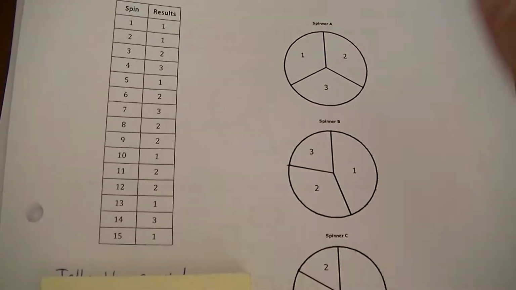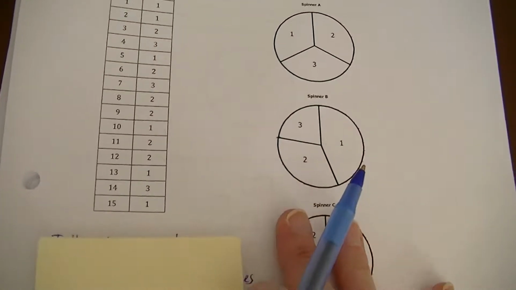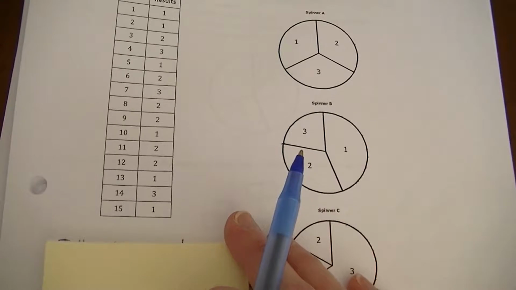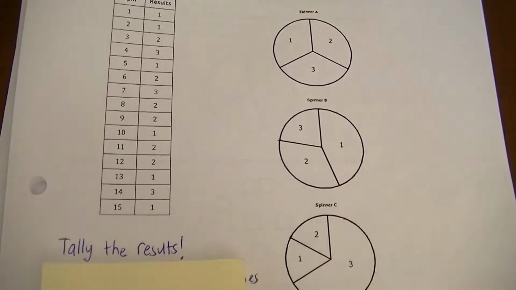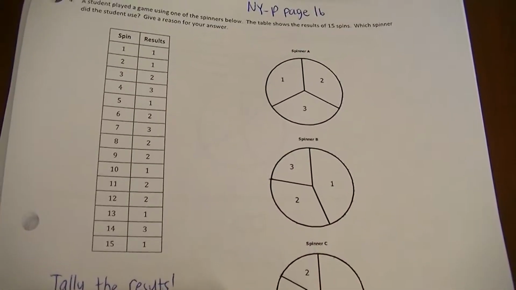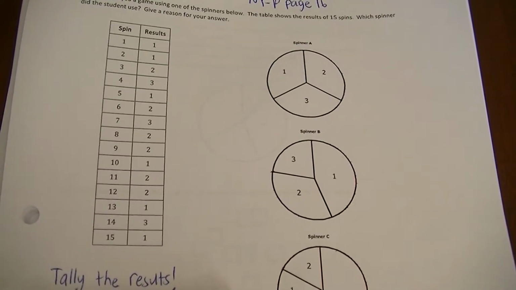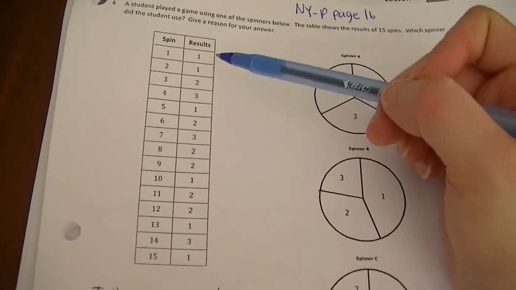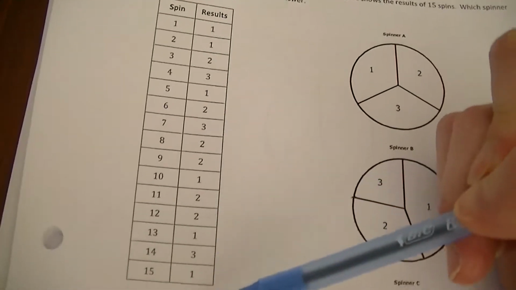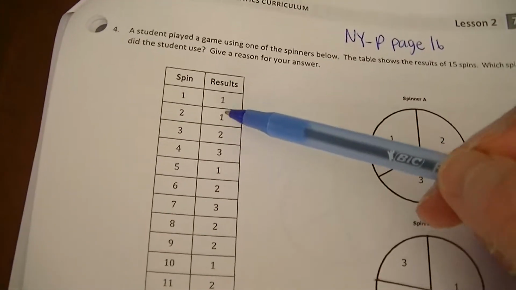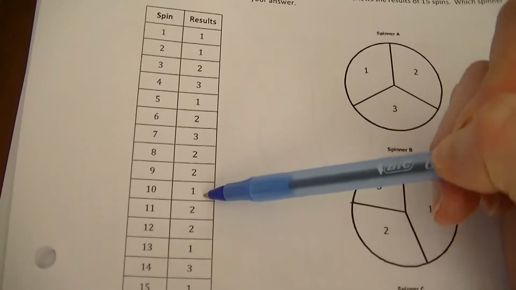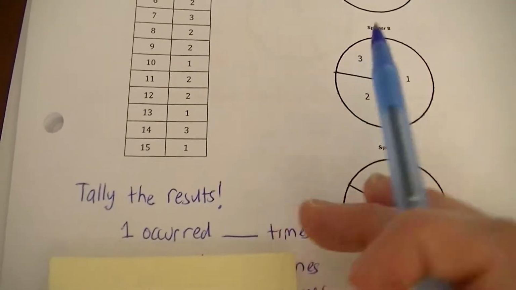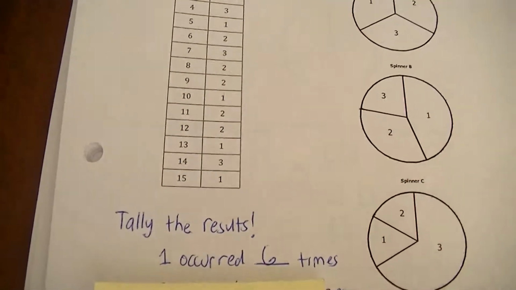All right, so if you're a little bit stuck, here is a big giant hint. I want you to tally the results. Okay, if that still doesn't make sense to you, I want you to fill this in. 1 occurred how many times? So how many times did they land on 1? Go ahead and count them. 1, 2, 3, 4, 5, 6. So 1 occurred 6 times.